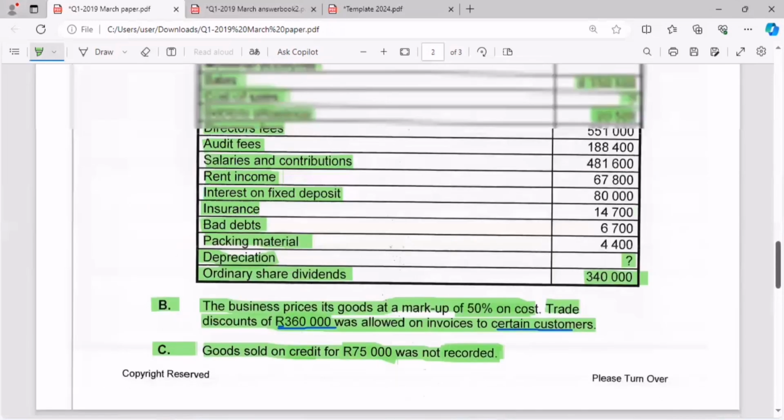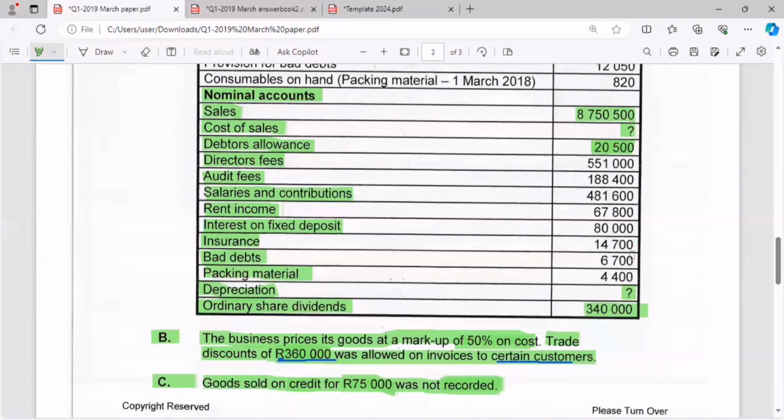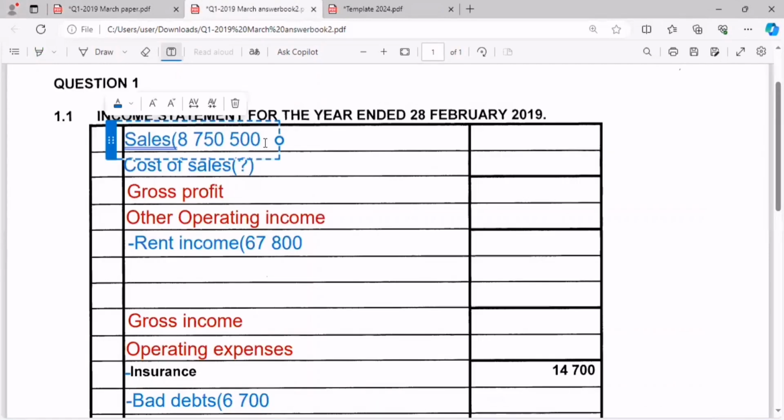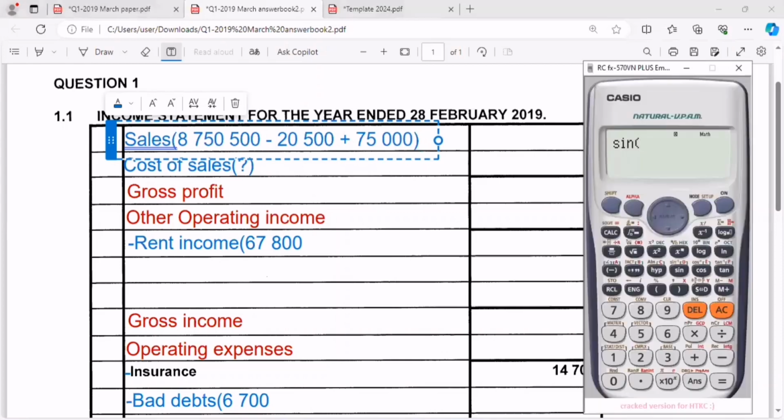So guys, now I think we have sufficient information to adjust our sales figure. So the given sales figure in the trial balance is 8,755,000. And I told you that we always subtract debtors allowance from sales. So the debtors allowance is 2,500. So now we are doing our workings. So we have 8,755,000. This is the balance given in the trial balance, and then we subtract the debtors allowance of 2,500. Guys, we are told in part C of additional information that sales to the value of 75,000, which we made on credit, were never recorded. So now we are recording. So how do we record? We add the 75,000. So now we're going to use our calculator to get the adjusted sales value.